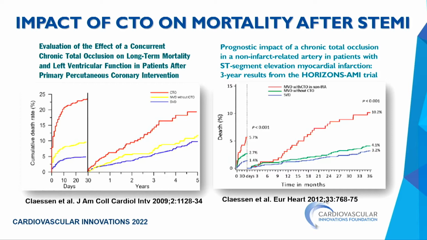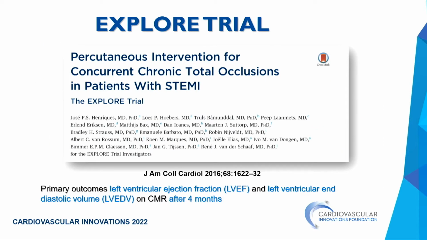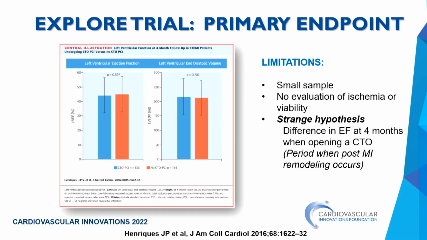So this group from the Netherlands decided to say, we're going to just try to prove this in a randomized trial. So they took the survivors in the EXPLORE trial and they said, we're going to open up their CTOs now that they've survived their STEMI, and we're going to see if the EF at 4 months will be better with CTO-PCI. Guess what? They didn't find any difference. So I would say that with a small sample and no evaluation of ischemia and that strange of a hypothesis, I'm not that surprised that you would have a negative trial, especially if you're in the middle of the MI, post-MI remodeling period. So I don't think that this clears the question of improving tolerance to future events, not at all.